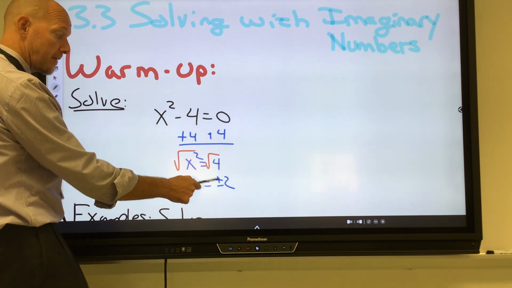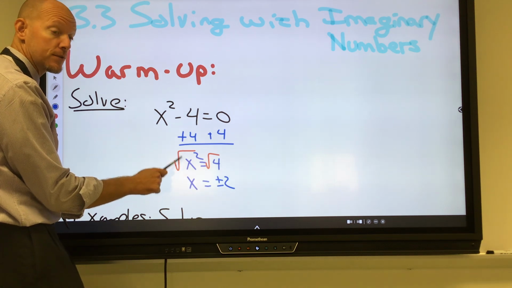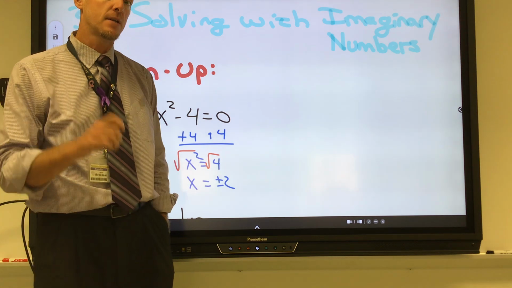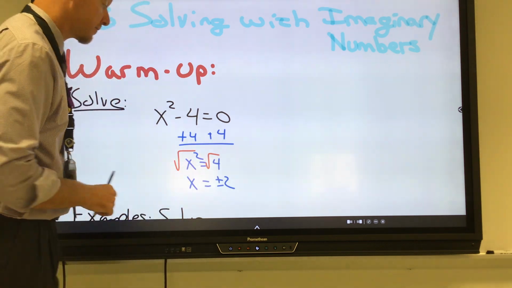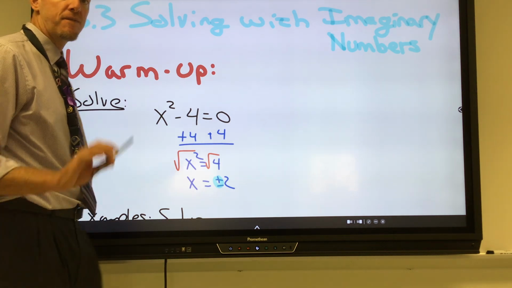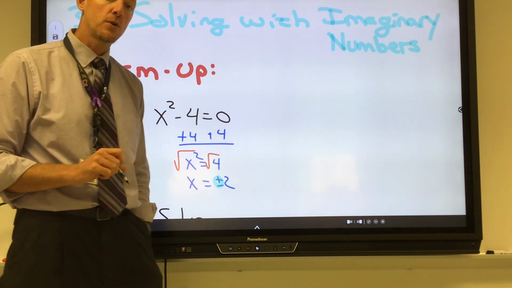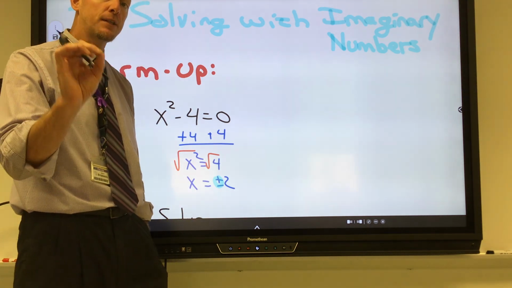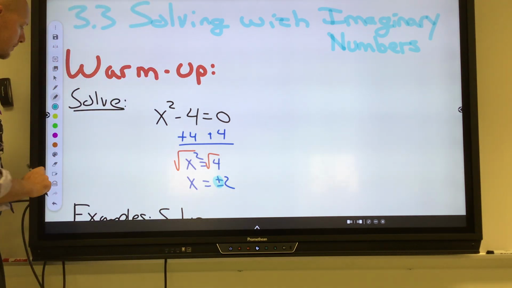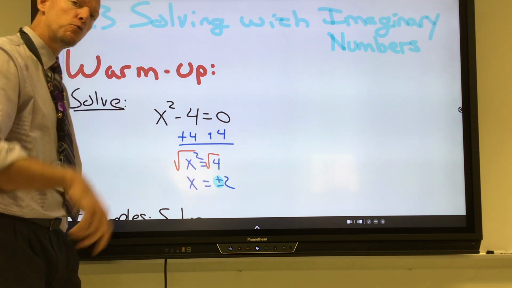Because if I substitute a 2 in for x, 2 squared is 4. And if I substitute a negative 2 in for x, negative 2 times negative 2 also gives us 4. So a big hidden fact to remember when we're solving quadratics is that we're going to have plus or minus whenever we take the square root of both sides. Now, that's a little bit of a review item.